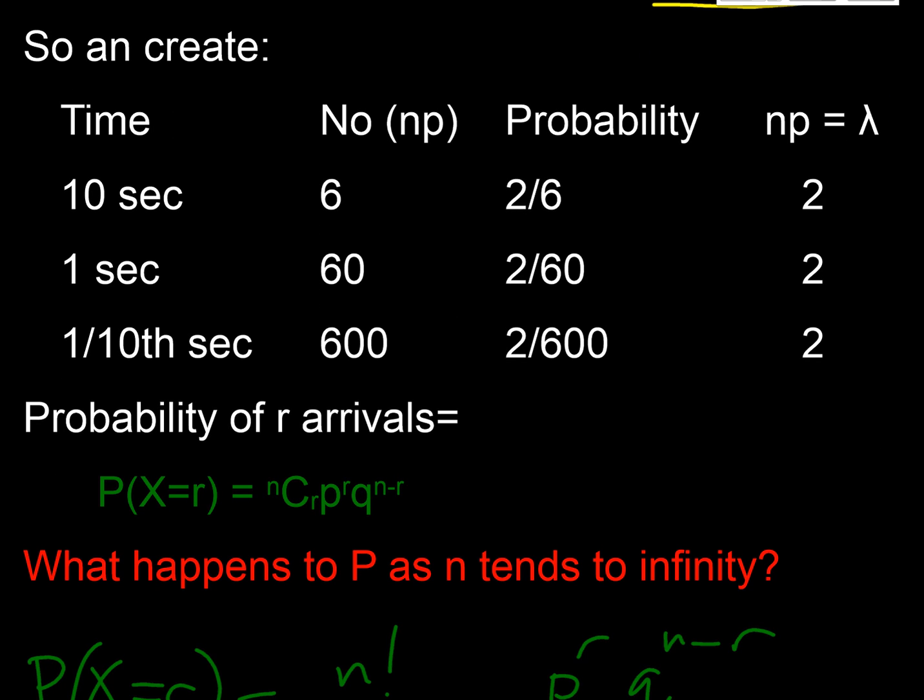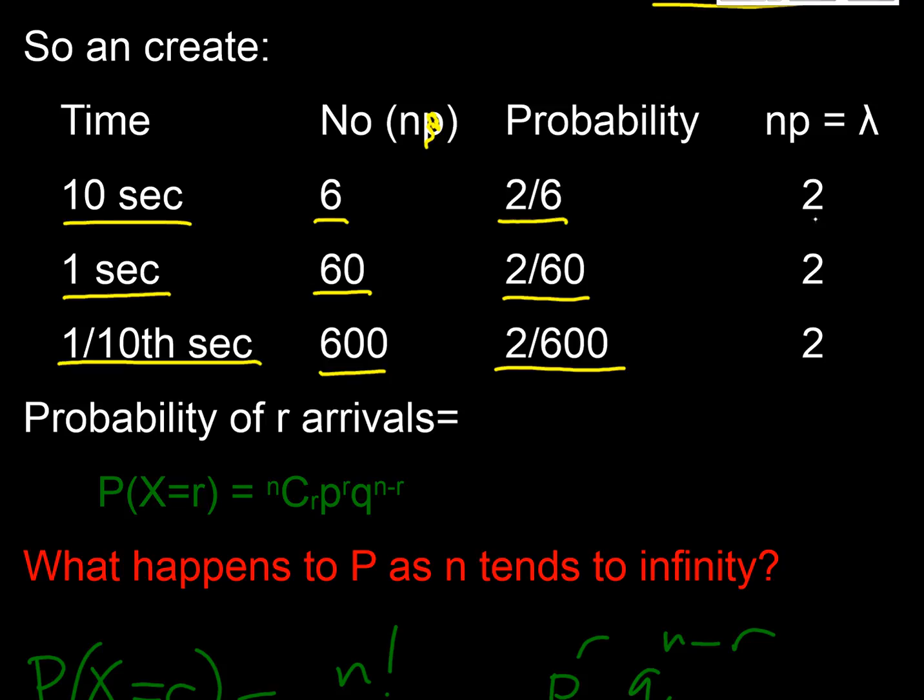If I looked at extending that by using a table here, if we have 10-second slots, there are 6 of them, so that's 6 trials, and the probability on each one is 2 out of 6. If we then went down to 1-second slots, we'd have 60 slots or trials, and the probability of success in each one will be 2 out of 60. And if we went down to 1/10 of a second, we'd have 600 slots, trials, and the probability of success in each trial would be 2 out of 600.